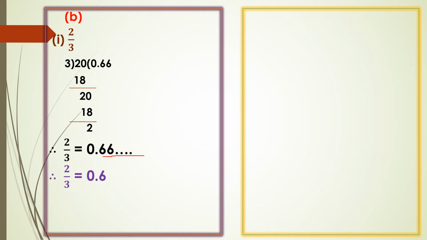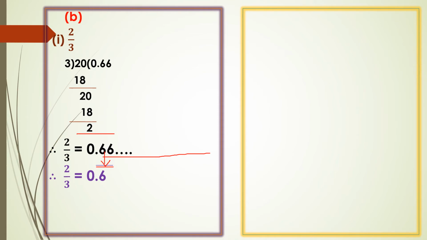When the same digit is repeating, for this digit I should put a bar. Okay, this is your bar. It means if the same digit, 6, 6, 6, 6, 6, is repeating without giving the remainder 0, then whatever the digit is that is repeating, for that digit I should give a bar.